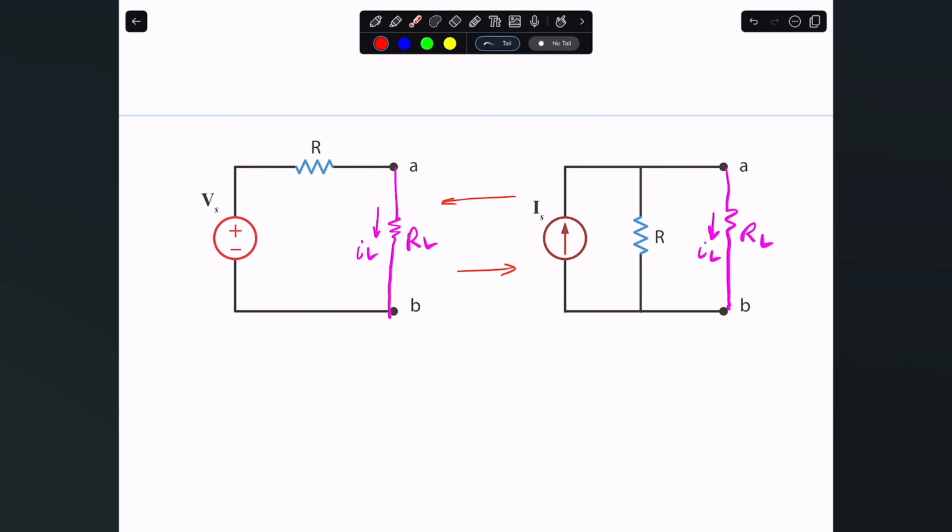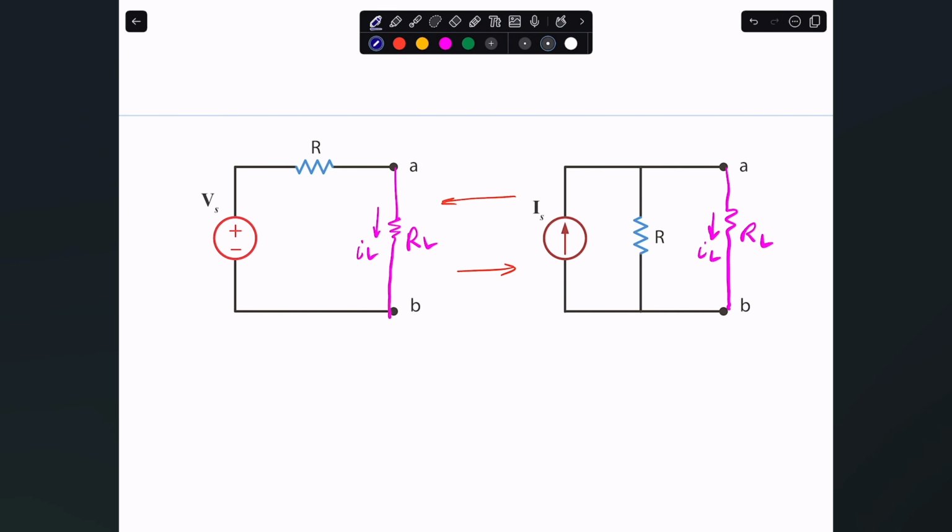So why am I saying this? Because my goal is to figure out how Vs and Is relate. I know the value of R, and the value of R did not change, but how does Is relate to IL, or Vs relate to Is? So what I will do is compute IL here and compute IL there, and just equate them. That's what I will do.